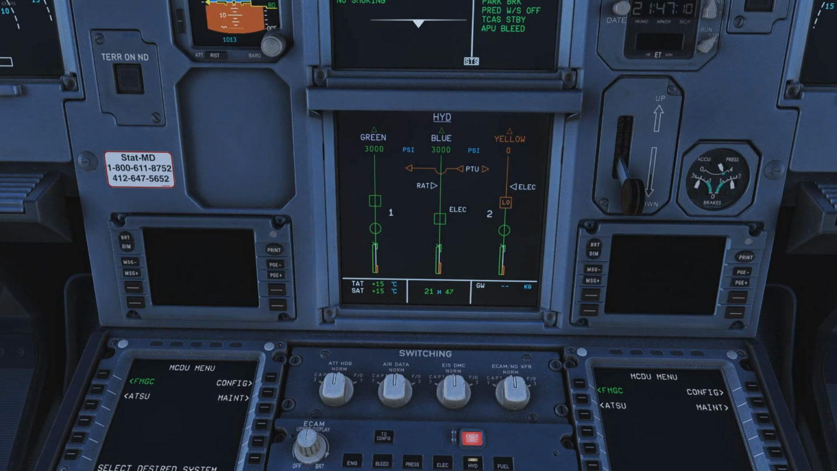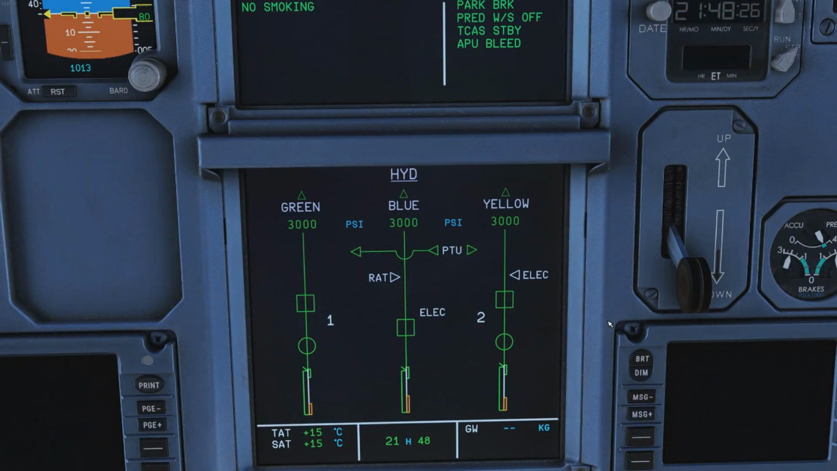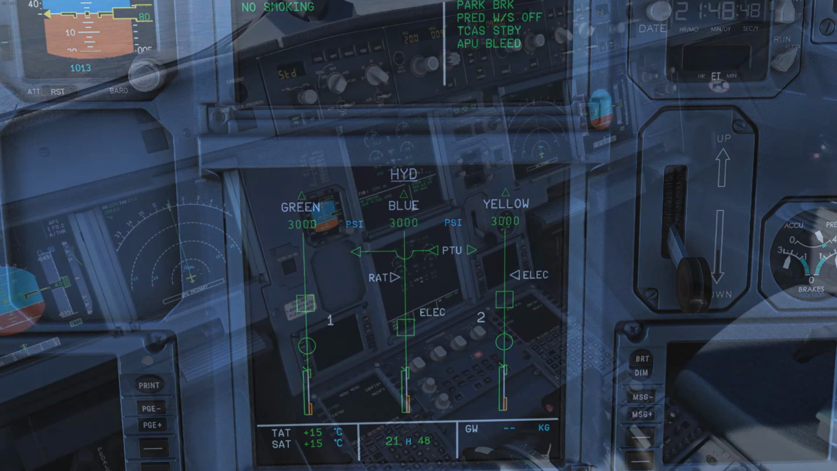Now let's start engine number 2. Okay, engine number 2 is running now, and this is the normal hydraulic configuration we want to see. Everything is green, the PTU is offline, and the engine driven pumps are running the whole hydraulic system.